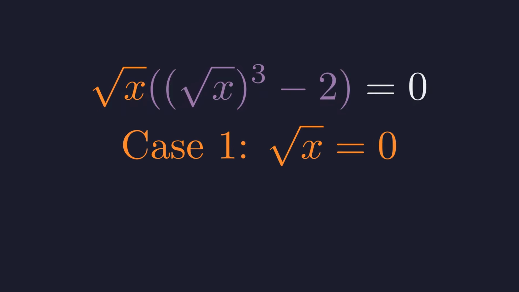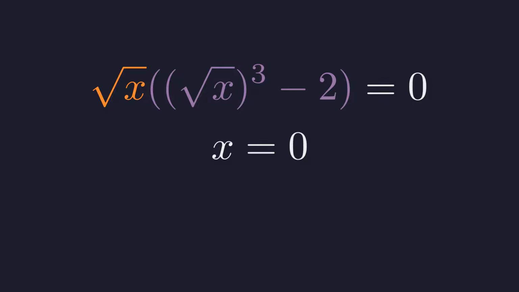First case, square root of x equals 0. Square both sides, and x equals 0. That's our first solution.